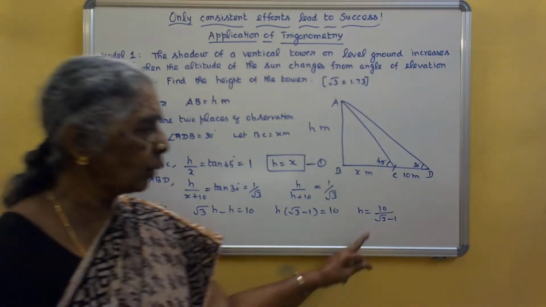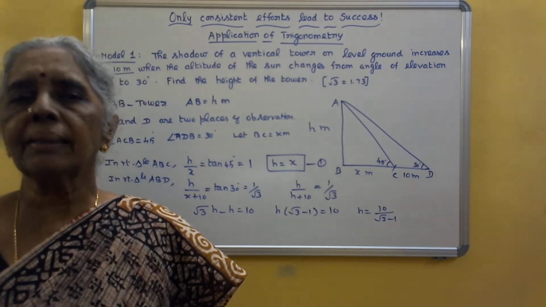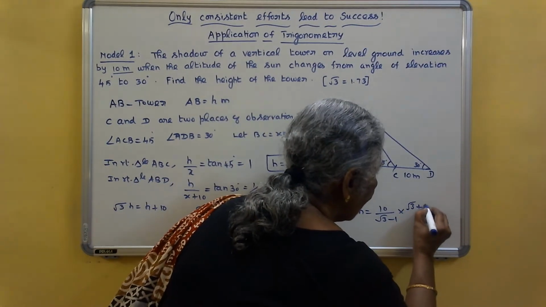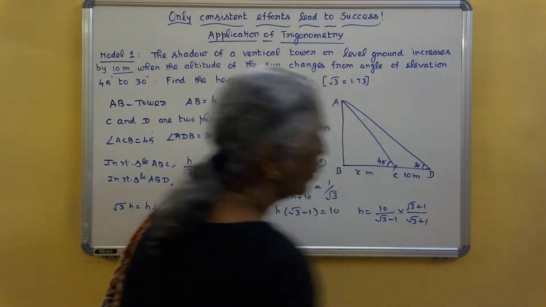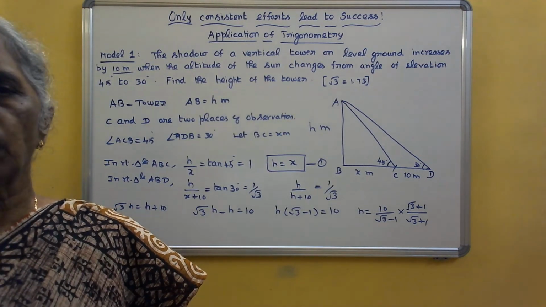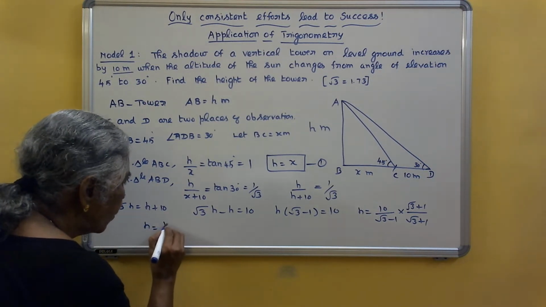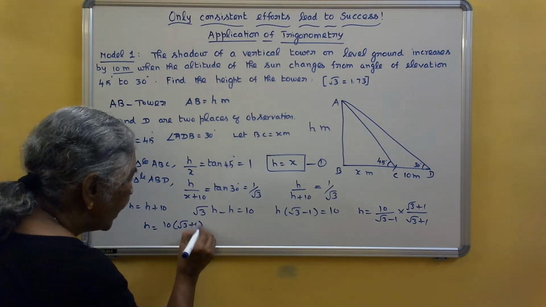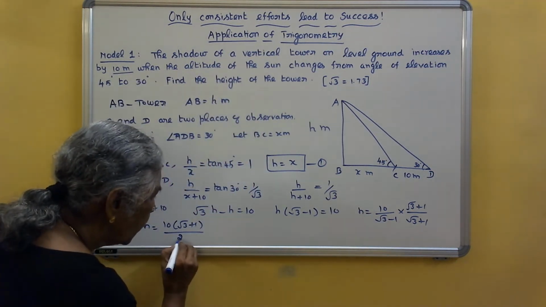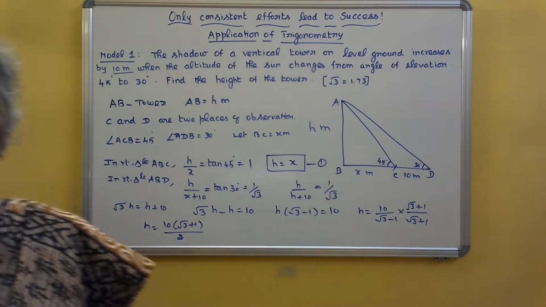Whenever you get in the denominator something like root 3, root 2, like that, you rationalize the denominator. So now, multiply by root 3 plus 1 by root 3 plus 1. So now the denominator will be like a minus b into a plus b, so a squared minus b squared. So you will get h is equal to 10 into root 3 plus 1 by, this is 3 minus 1, so 2 you will get. You can cut it, or multiplying with 10 is easier, then you can divide by 2.